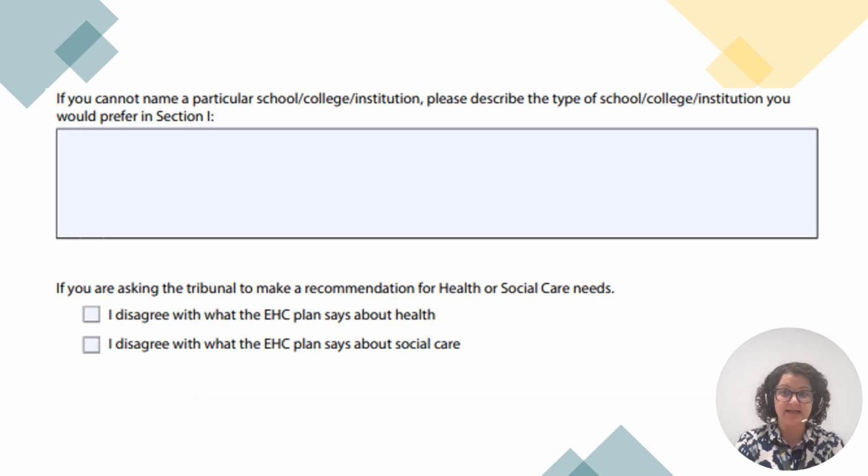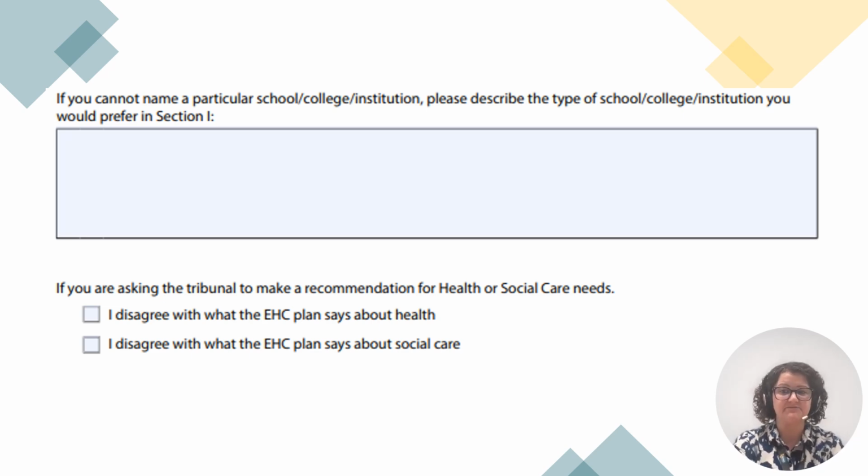The next box asks, if you cannot name a school, to describe a type of school that you feel would be suitable for your child. So if there's not a specific setting that you have identified, you can name a type of setting here. This could be either specialist or mainstream. You can then also describe what you feel the setting may look like to best meet your child's needs. For example, it may have smaller class sizes or a secure play area. If you are only appealing sections B and F, again, you do not need to complete this box.